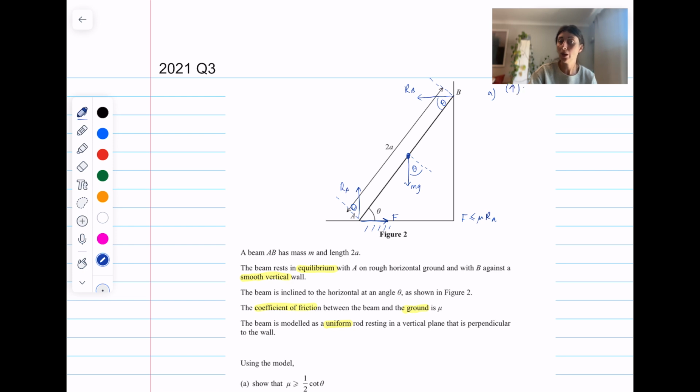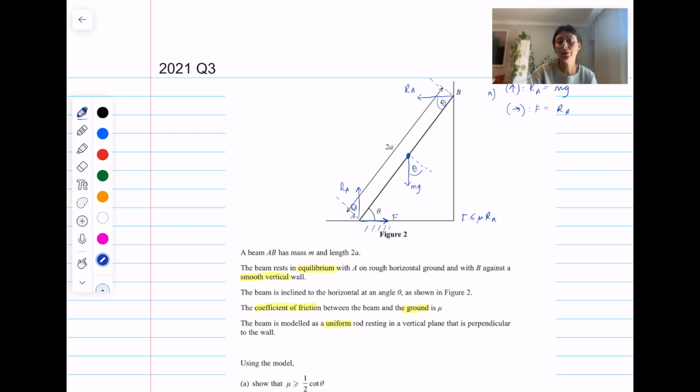So in the vertical, the only force acting upwards is RA, and the only one acting downwards is mg. So since it's in equilibrium, those will be equal. Likewise, for the horizontal, the only force acting to the right is F, and we've just got RB acting to the left. So those will also be equal.